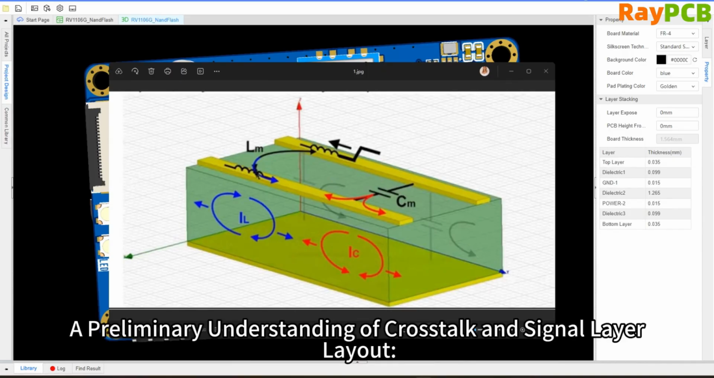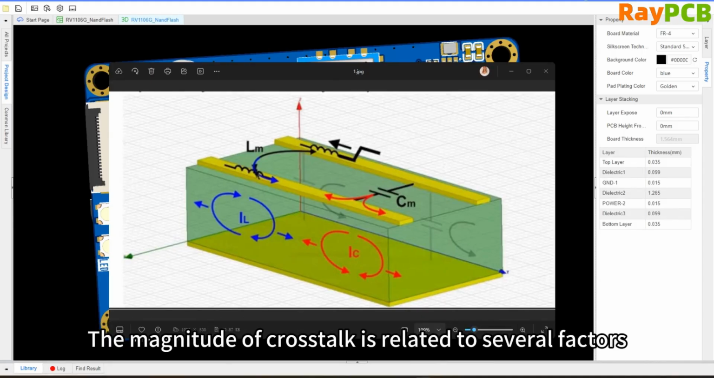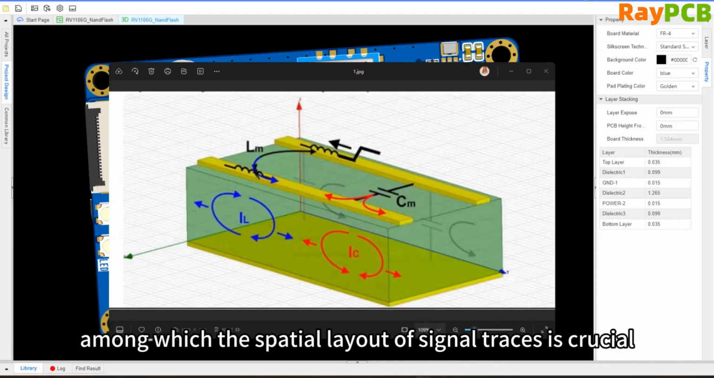An introduction to crosstalk and signal layer layout. The magnitude of crosstalk is related to multiple factors, among which the spatial layout of signal lines is crucial.